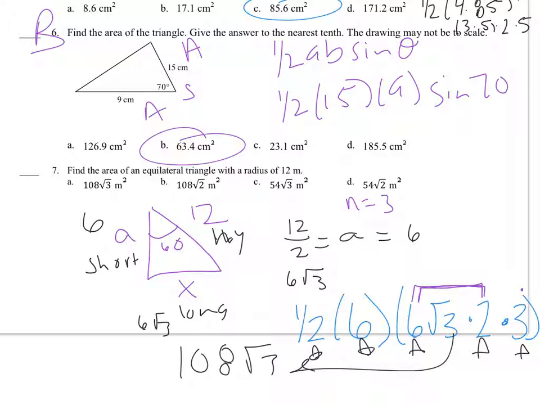Look at this. Make sure to be careful. If you just saw 108, sometimes people circle this one. No, it's square root 3, not square root 2. So it's A. Square root 3.